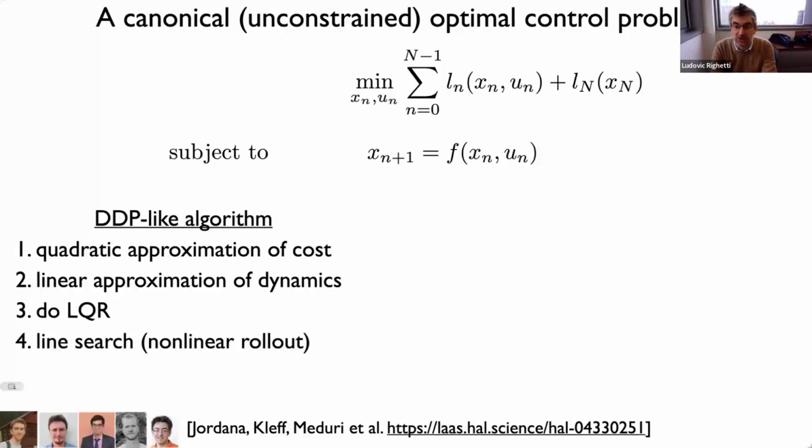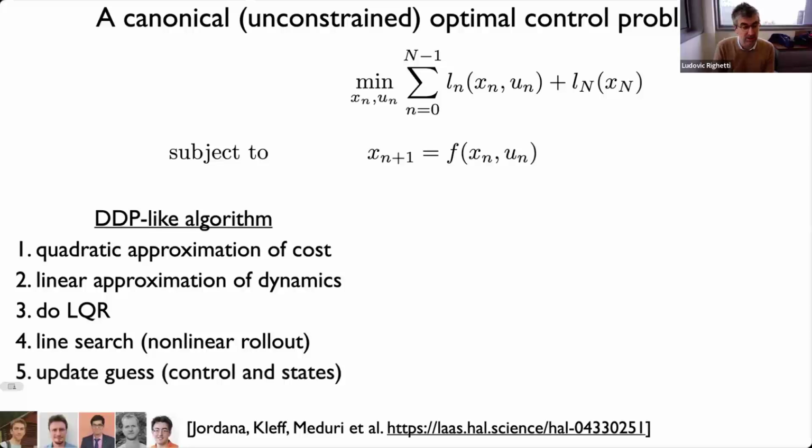Then what you will do, and that's maybe the weird thing here, is you would say, oh, I'm going to integrate the dynamics nonlinearly. So I'm going to do line search, and by doing that, I'm going to evaluate the cost for different steps of my updates for my control. And I'm going to roll out the dynamics nonlinearly. And then, when I find a good update, I will update my control and my states, and I will start again.